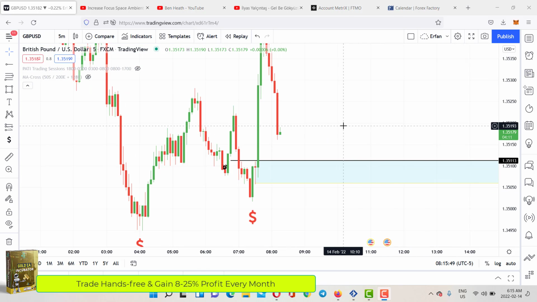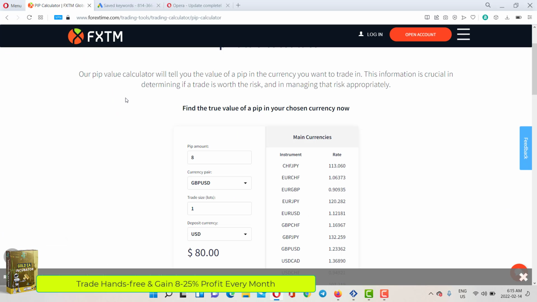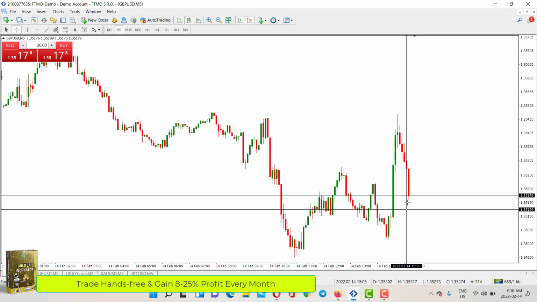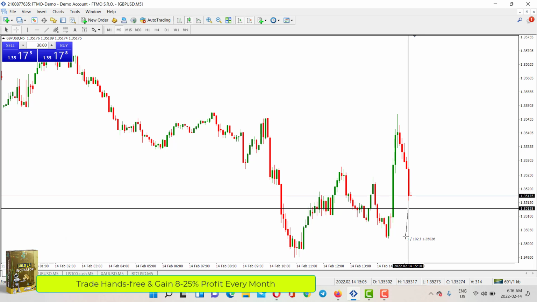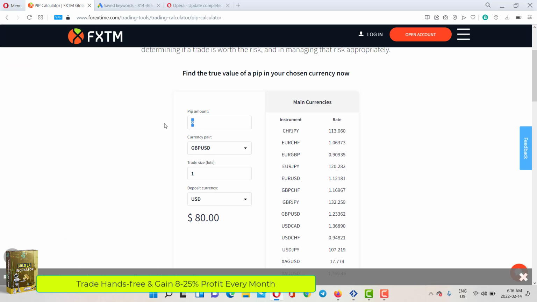And one more thing that can help you a lot with your risk management is this website here, forextime.com, trading tools, trading calculator, pip calculator. You can just come in here and enter the pip amount. For example, let's say I'm going to take GBPUSD from here, and my stop loss is going to be somewhere around here, 10 pips. I come to this website, change the pip amount to 10, GBPUSD, trade lot size, and this is how I'm going to risk. It's a very, very cool thing.